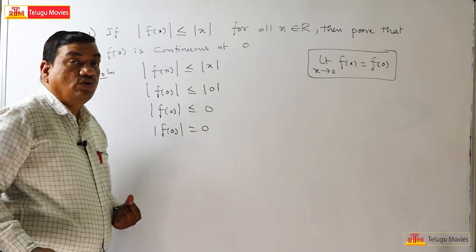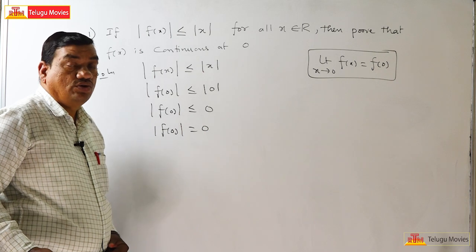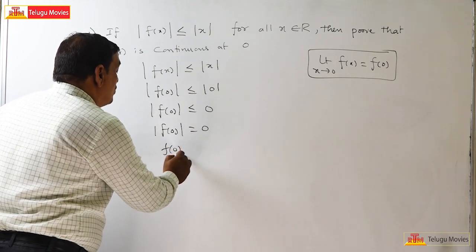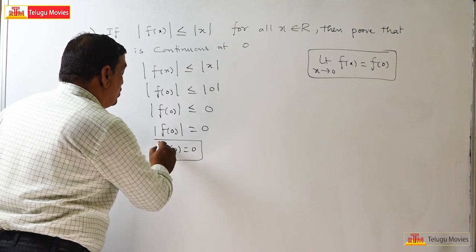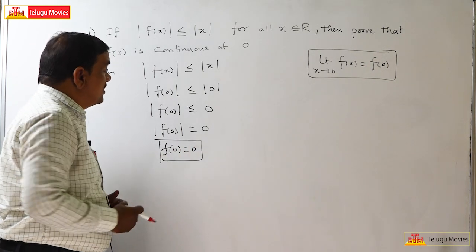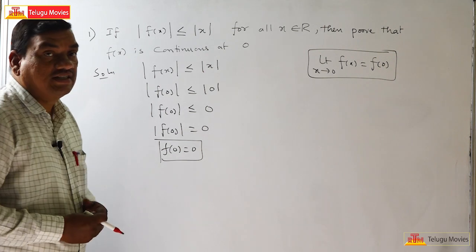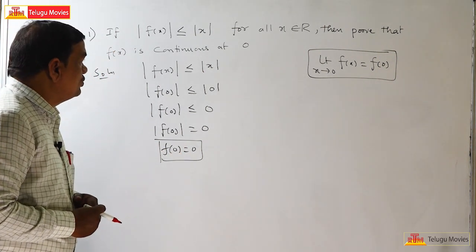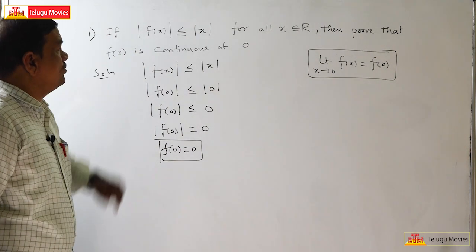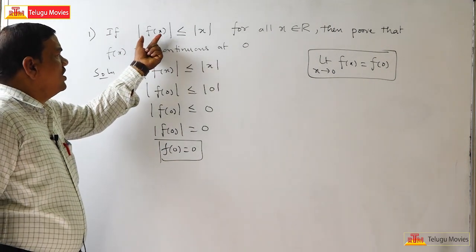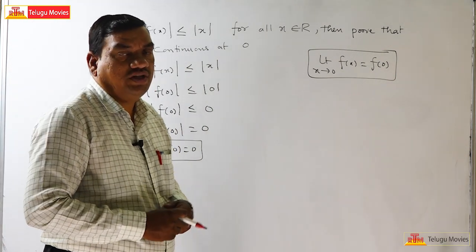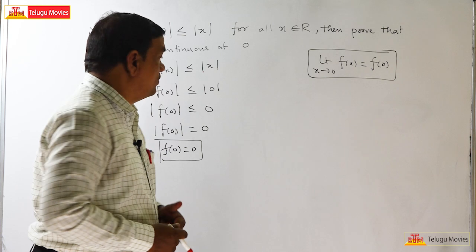Modulus of f of 0 equal to 0 means f of 0 is equal to 0. So, when we substitute x equal to 0, we got that f of 0 is equal to 0. Now, coming to this problem, modulus of any real number is greater than or equal to 0, either it should be 0 or more than 0.